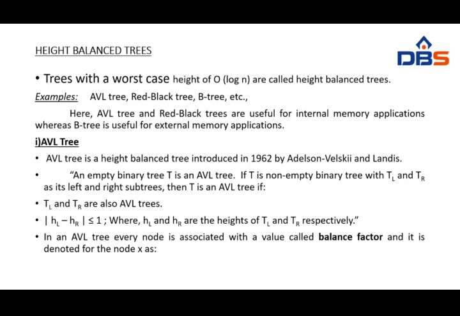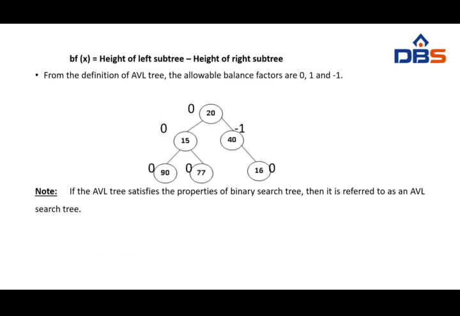In an AVL tree, every node is associated with a value called balance factor. See how to calculate the balance factor: the balance factor of X equals the height of left subtree minus the height of right subtree. So from the definition of AVL tree, the allowable balance factors are 0, 1 and minus 1.